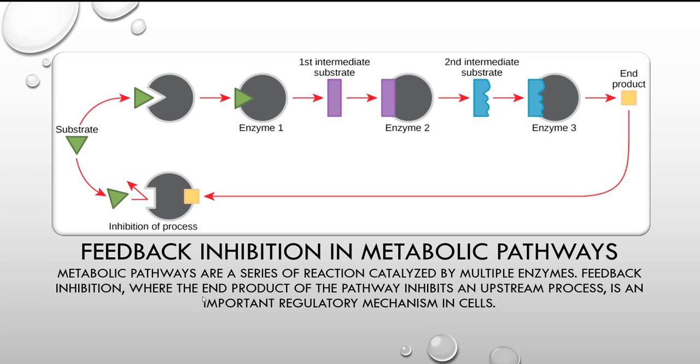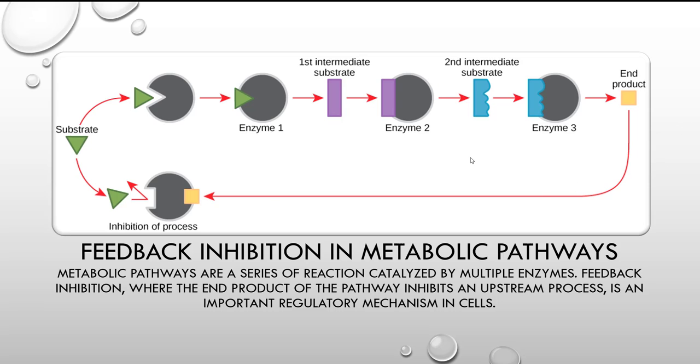And then finally, we have feedback inhibition in metabolic pathways. At the beginning of our video, we talked about metabolic pathways, which are a series of reactions that take place in order to get an end product. Each of these reactions needs a different enzyme to occur until we get that end product. And once that end product is reached, we might need some sort of feedback inhibition to prevent the process from taking place over and over again.